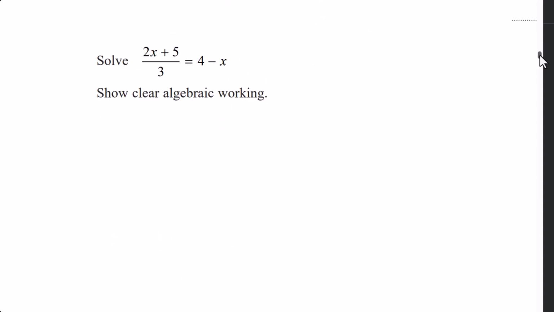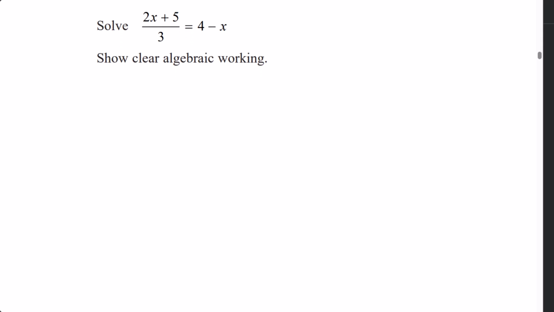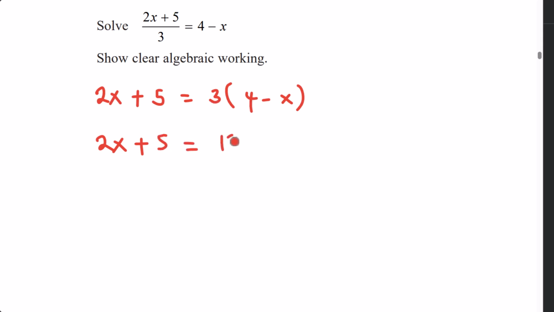Now, when you get to the next question, okay, here you need to solve this algebraically. And one of the things you needed to do for this kind of question is you multiply the denominator with 4 minus x. Okay, so we go first with the top number, which is 2x plus 5, and multiply the 3 by the 4 minus x. And I'll put that in brackets. And now I will begin to multiply. But first on the left, you got 2x plus 5.